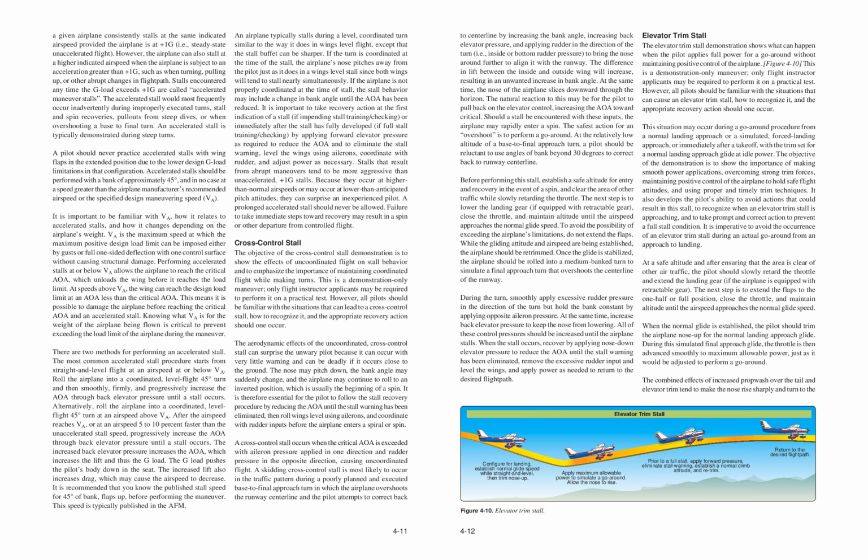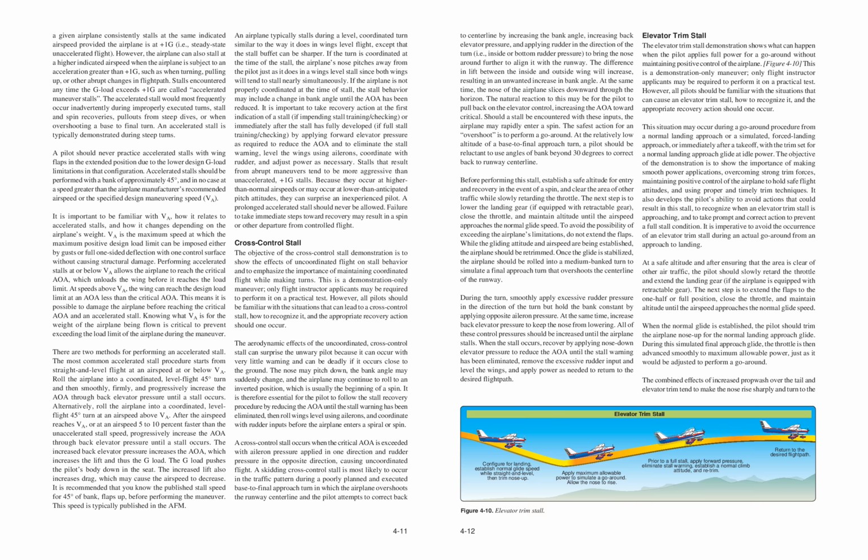The most common accelerated stall procedure starts from straight and level flight at an airspeed at or below VA. Roll the airplane into a coordinated, level flight 45 degree turn and then smoothly, firmly, and progressively increase the AOA through back elevator pressure until a stall occurs.